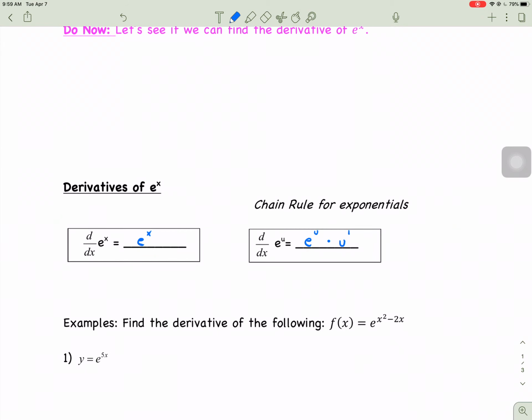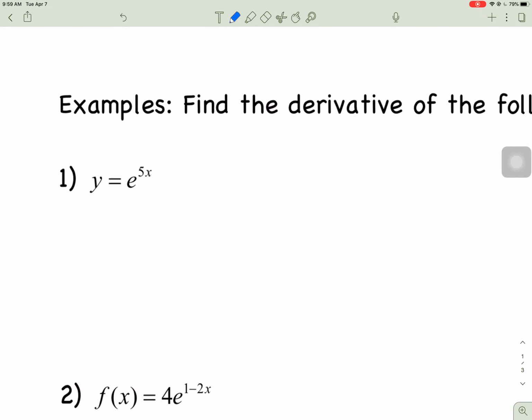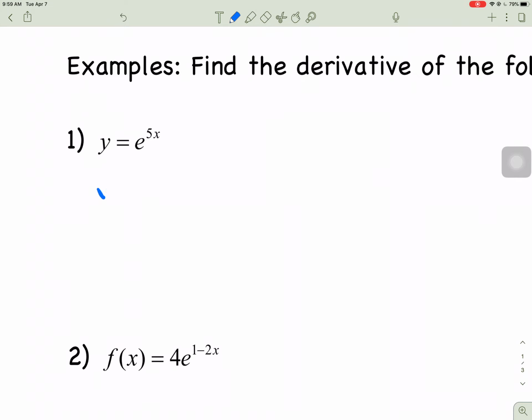Okay? So, for example, if y equals e to the 5x, then y prime equals e to the 5x times the derivative of 5x, which is 5, which we then rewrite as 5e to the 5x.